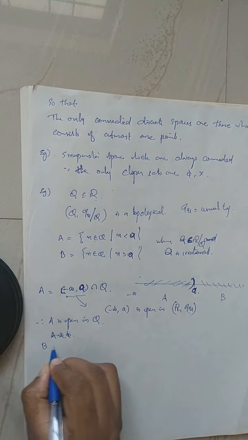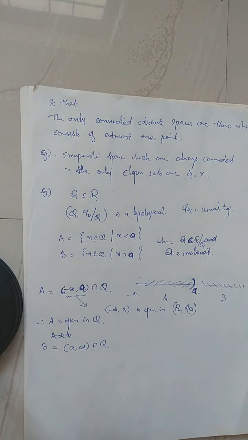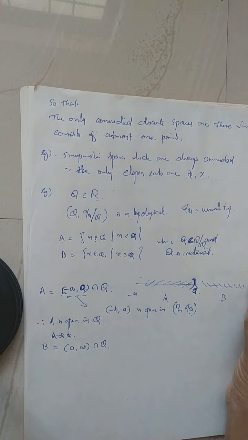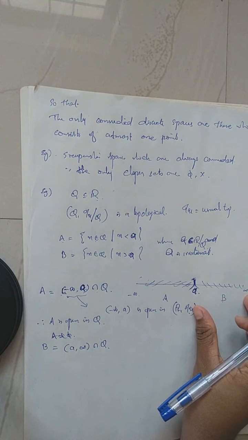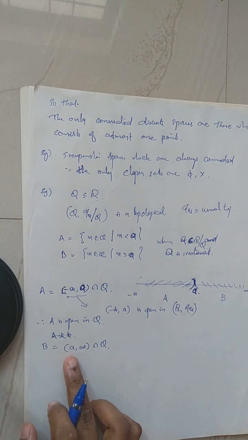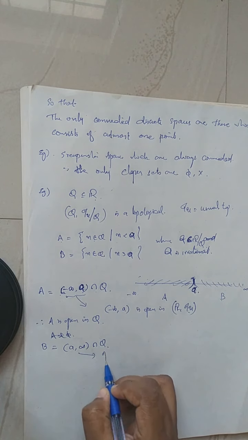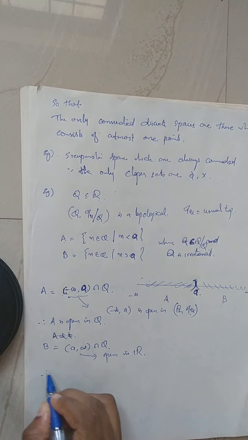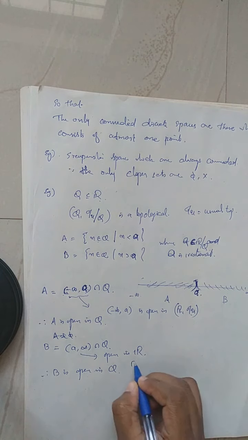What about B? B can be written as a comma infinity intersection Q, right? You consider this area, which is the open interval a comma infinity. Then you pick out all the rational elements in this region. So B is the interval a to infinity intersection Q, and this is an open set in the real line, open in R. Therefore, B will be open in Q, and B is non-empty.